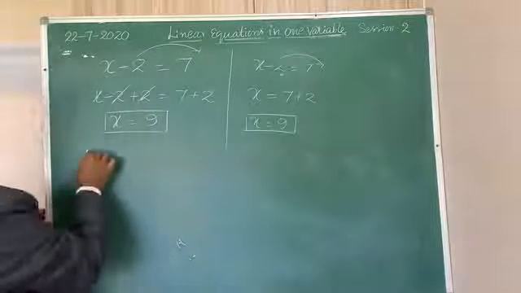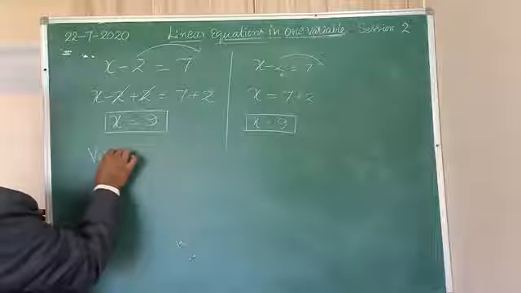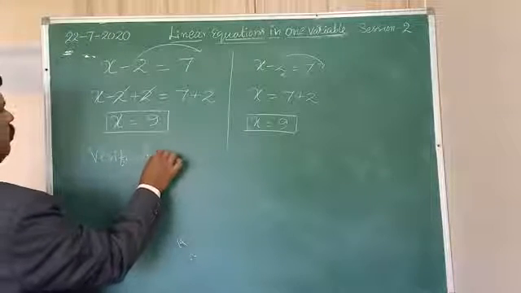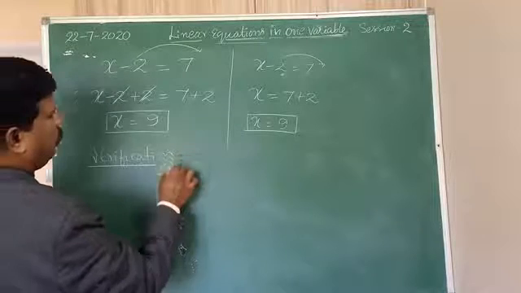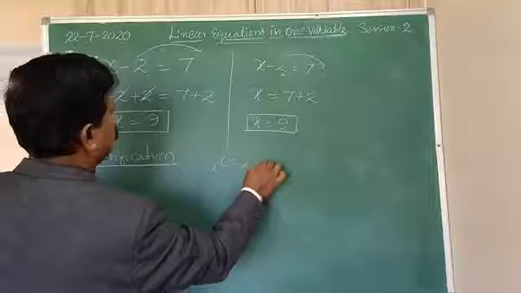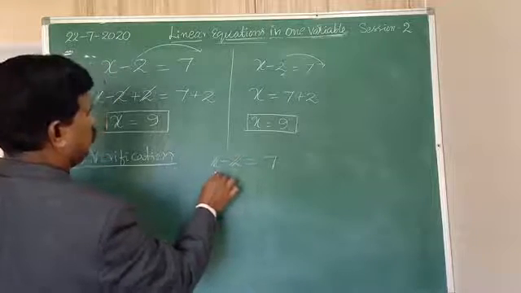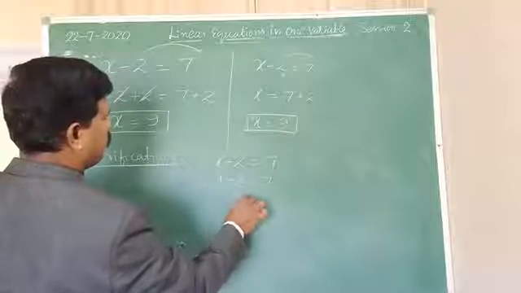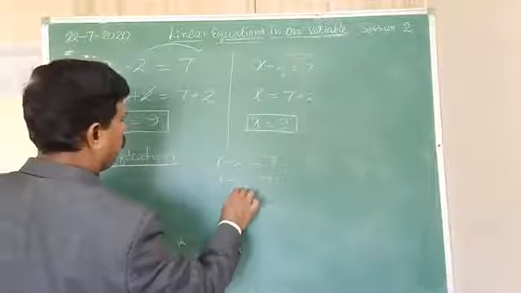Now verification. x minus 2 is equal to 7. So the x value is 9, 9 minus 2 equals 7. 7 is equal to 7.